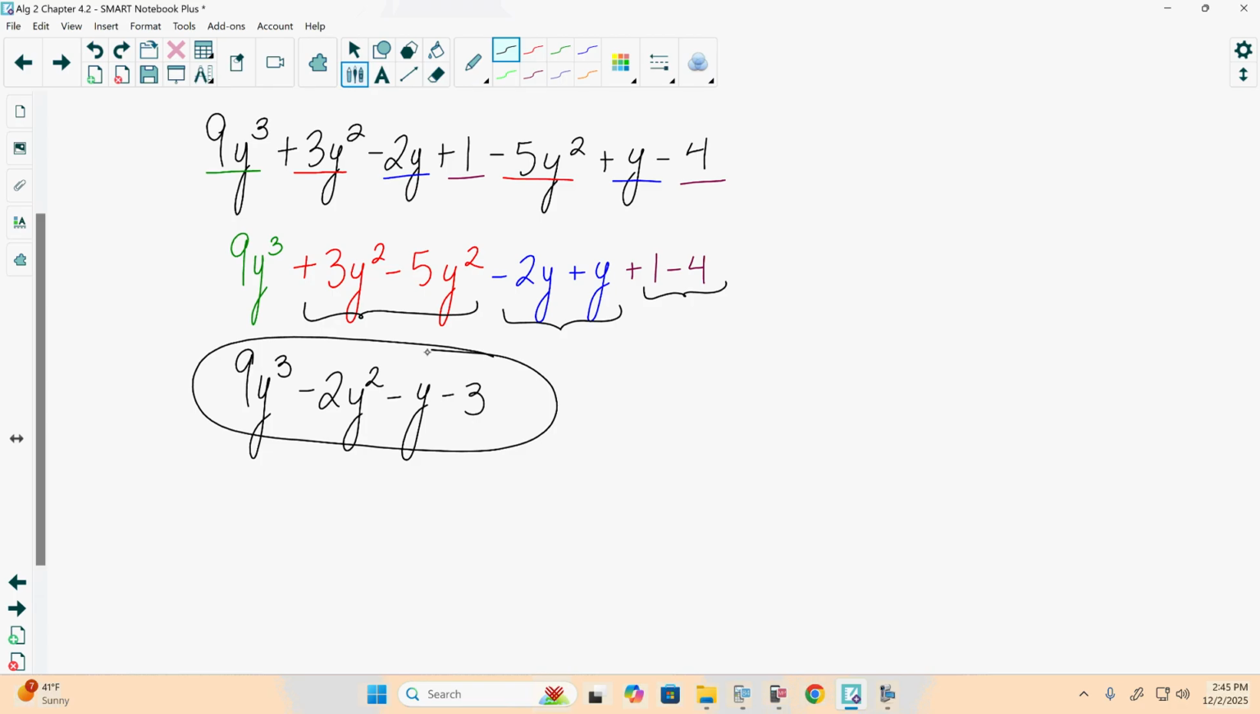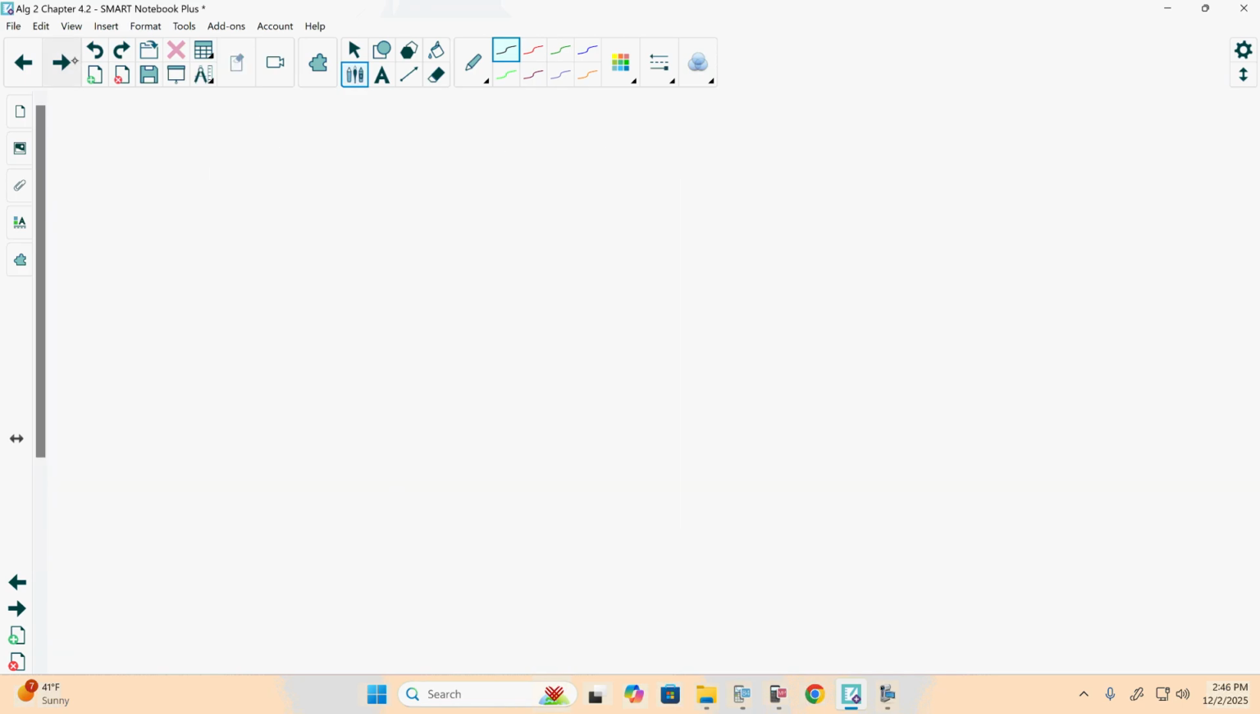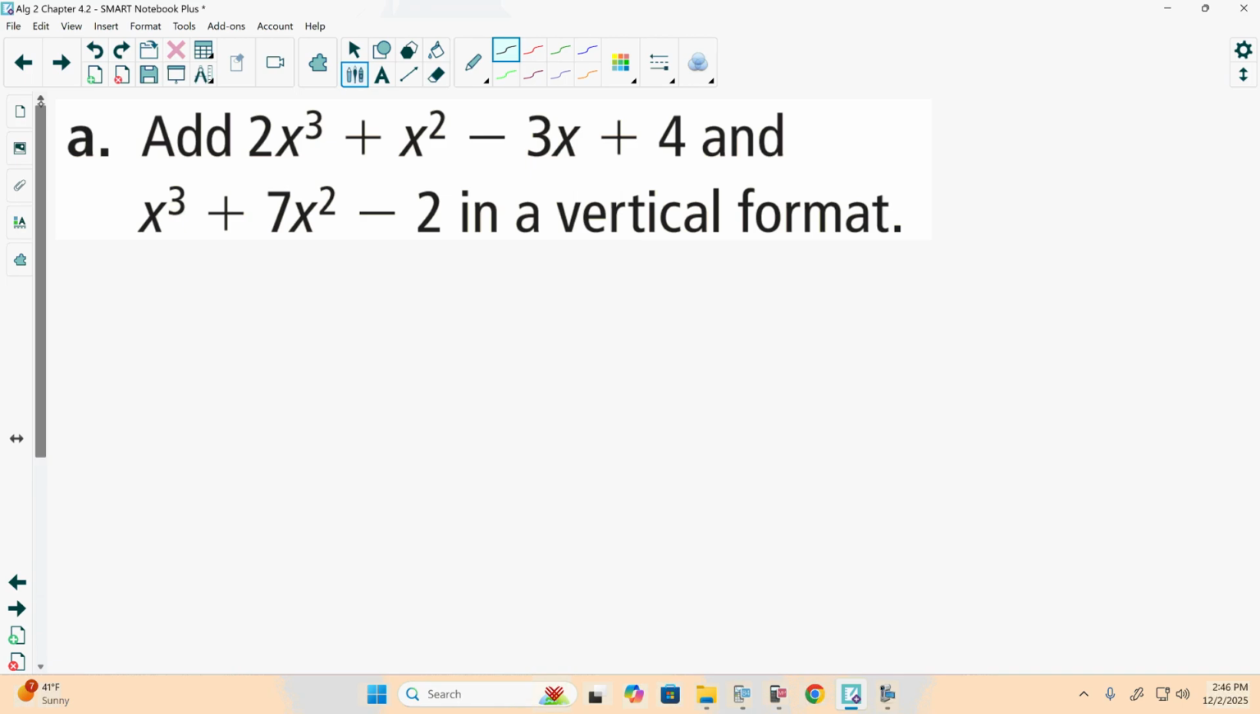We feel good with this here. We kind of remember doing this before, or doing something like this, just combining like terms, adding, subtracting. We're ready for the next one.